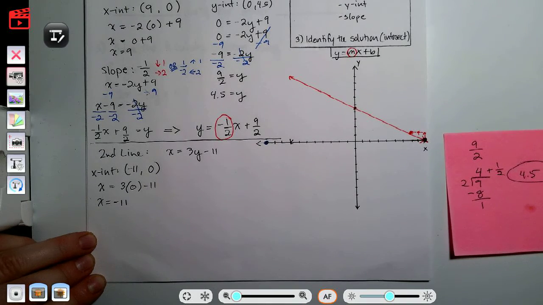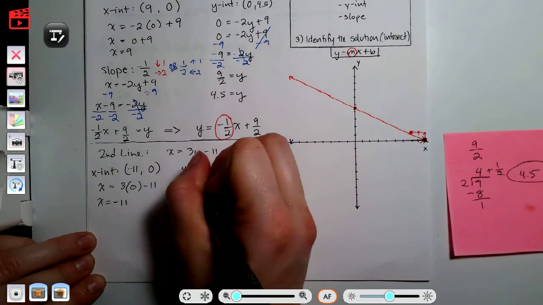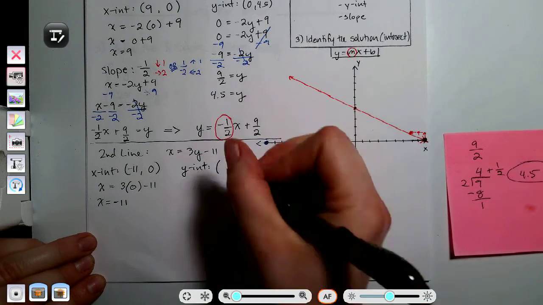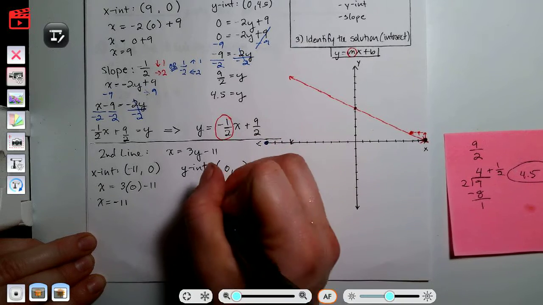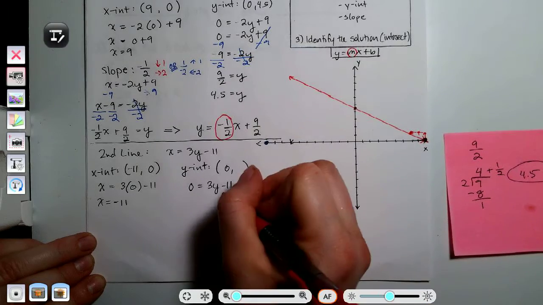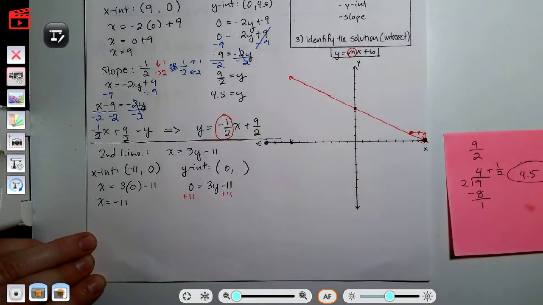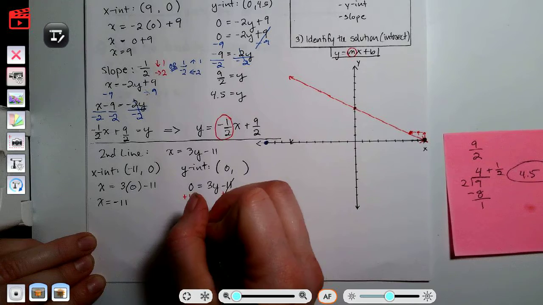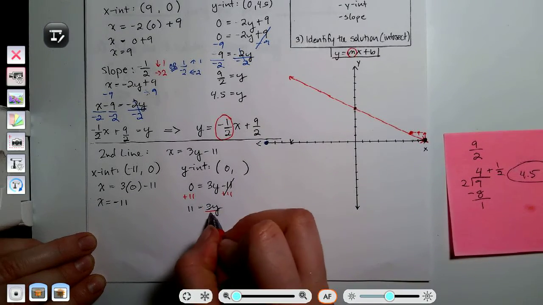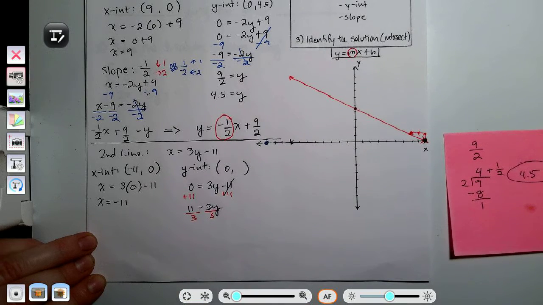All right. Let's go ahead and find the y-intercept. The y-intercept, remember we set x to 0. So we have 0 equals 3y minus 11. Let's go ahead and once again solve for y. So let's add 11 to both sides. That cancels that out, and we're left with 11 equals 3y. Solving for y, divide both sides by 3. And we have 11 over 3.